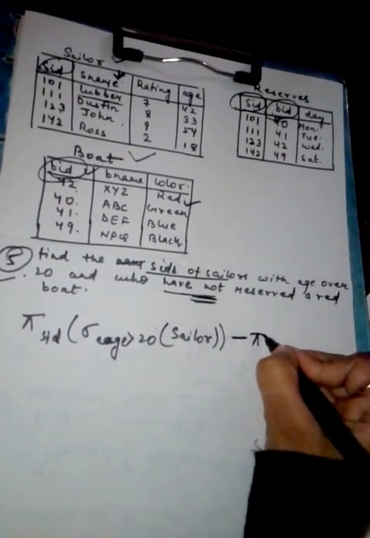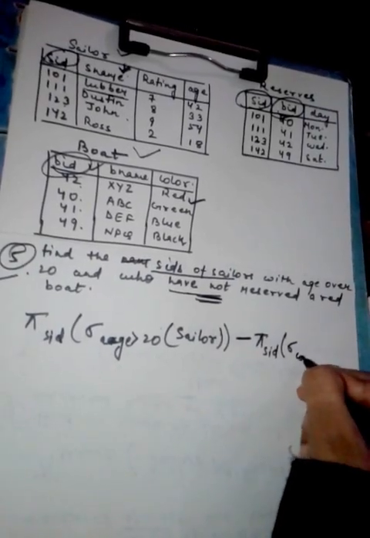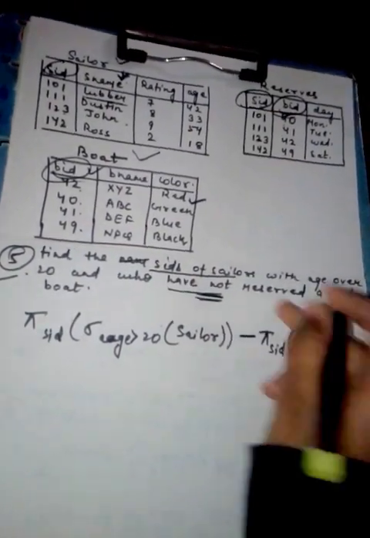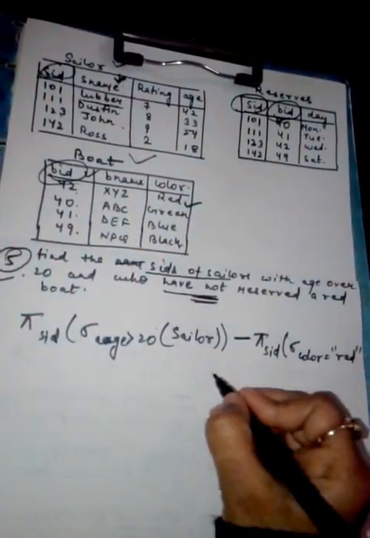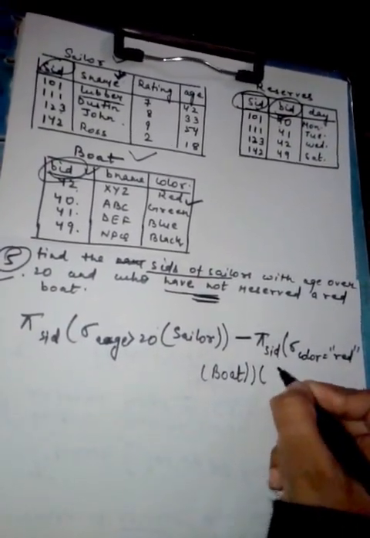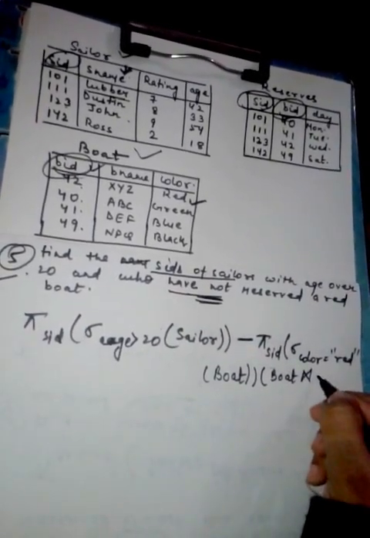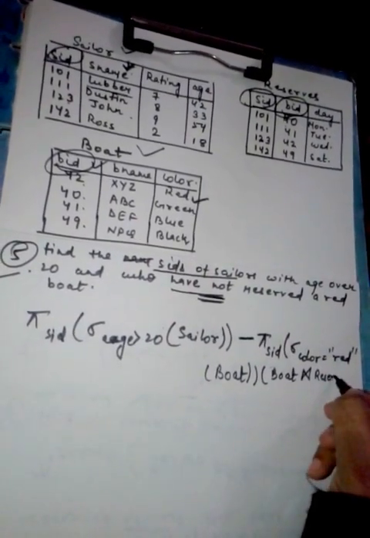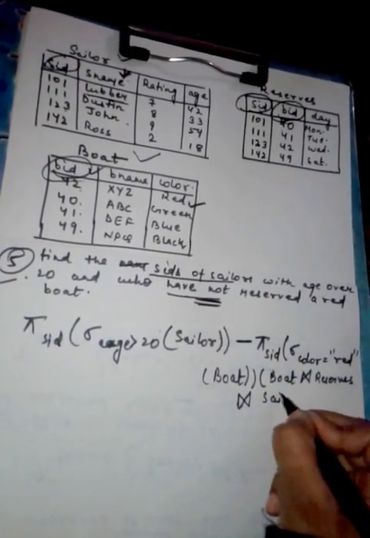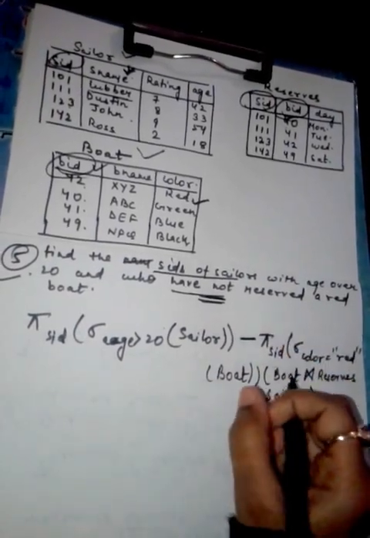Then what we will write? Project seller ID, and what do we have to select? We have to select color equal to red, and color resides in which table? Color resides in the boat table, so we will write boat here. Then finally we link all these three tables by using the natural join operation: boat, reserves and sellers. So this is the required answer of this query.